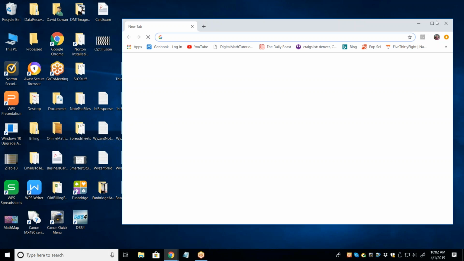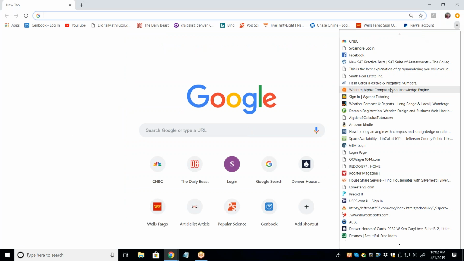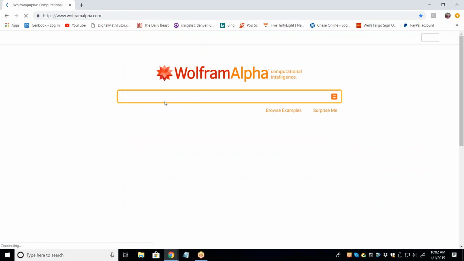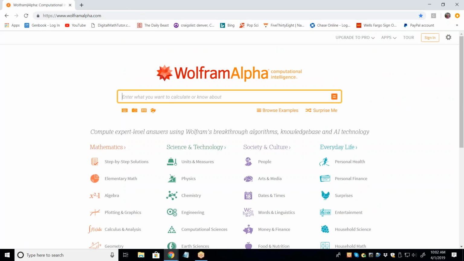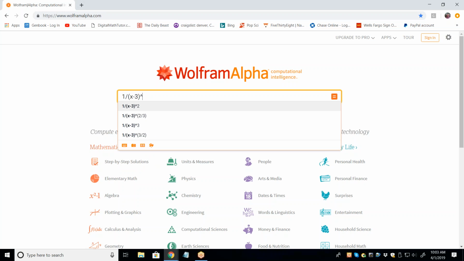Is a calculator allowed on this one? No. Nope. Okay. Let's graph it anyway: 1 divided by x minus 3 quantity squared.